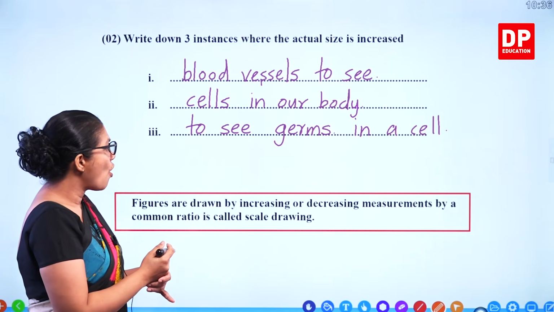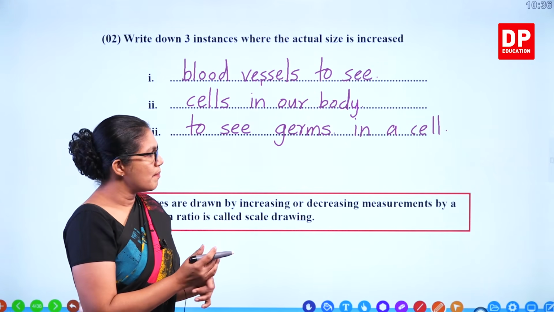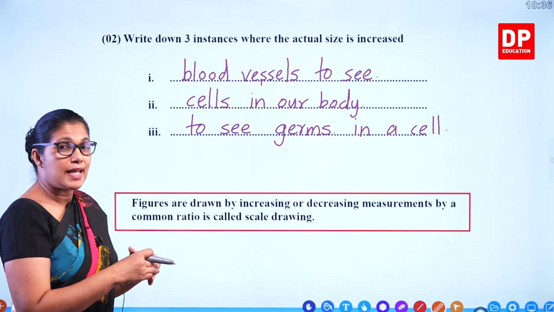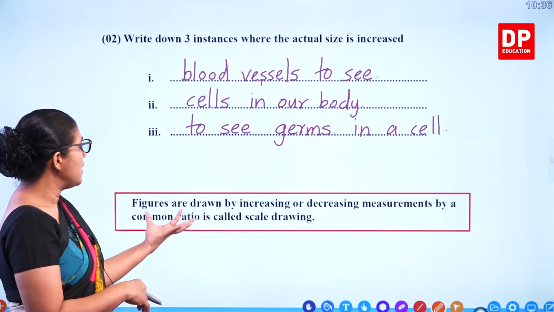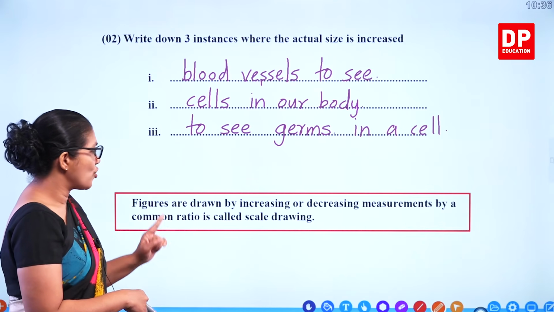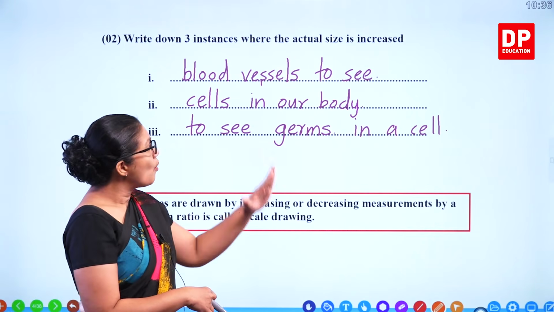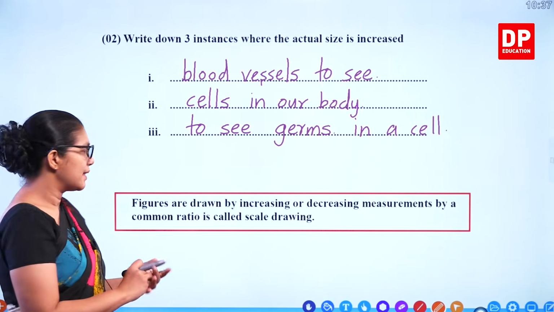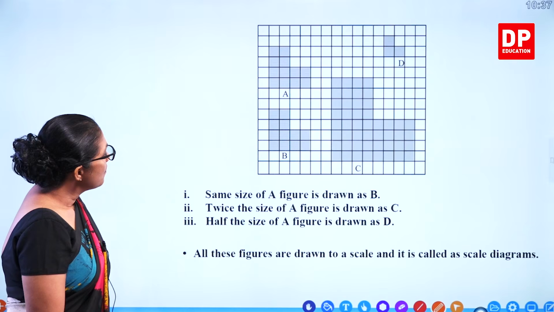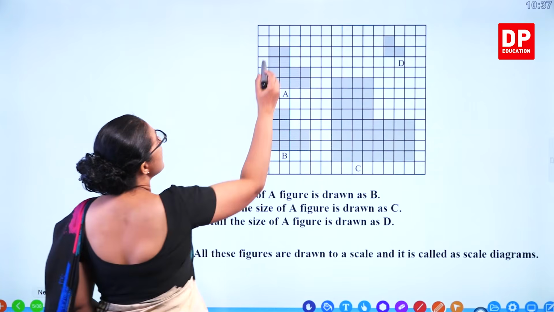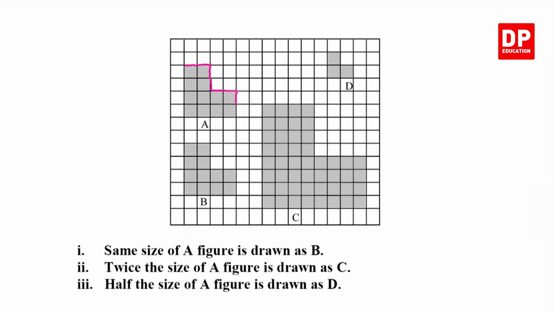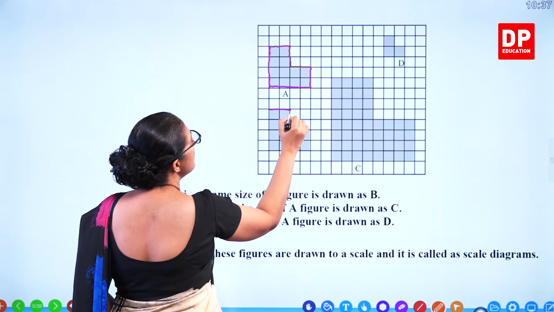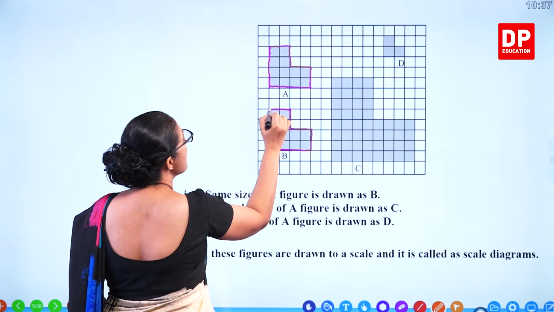So figures are drawn by increasing or decreasing measurements by a common ratio. This is important. When you make it bigger or smaller, you have to increase or decrease with a ratio. The whole diagram is called the scale drawing. The ratio we are selecting is called the scale. Look at this diagram. A is this figure. And here, a same size figure is drawn. So A and B both are the same.